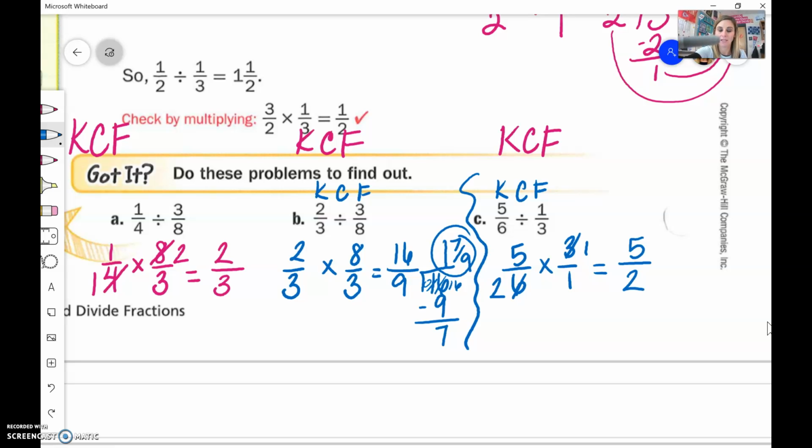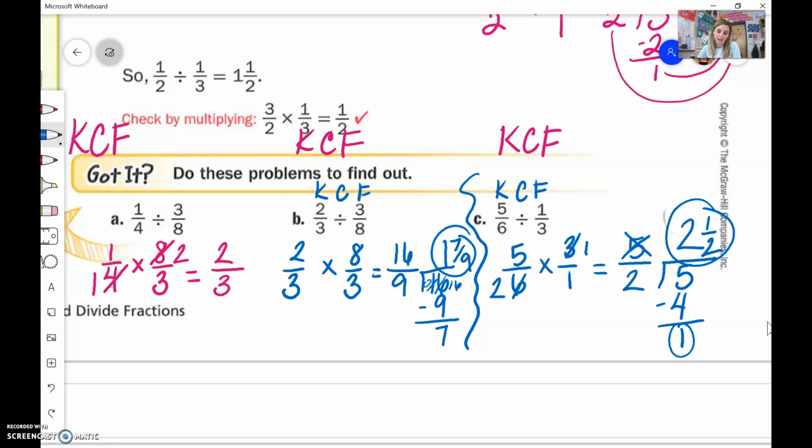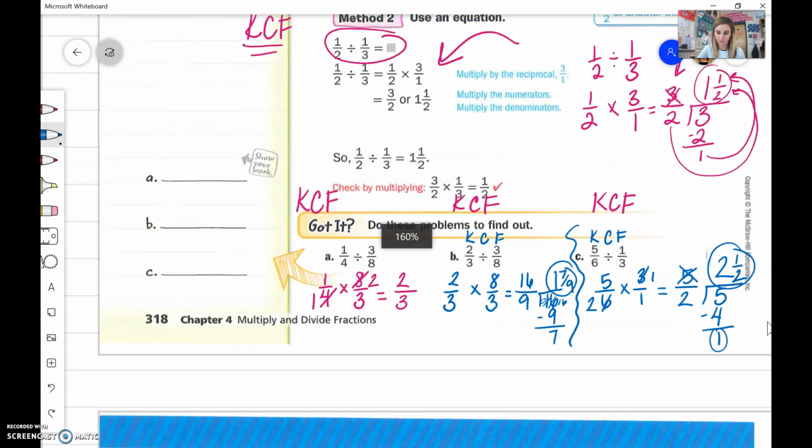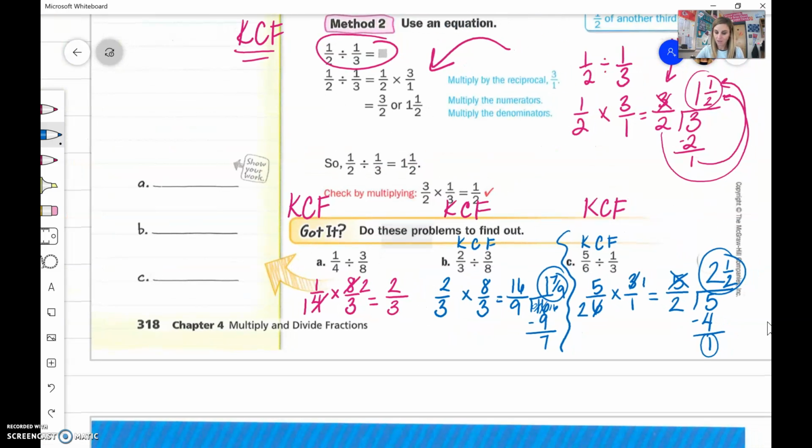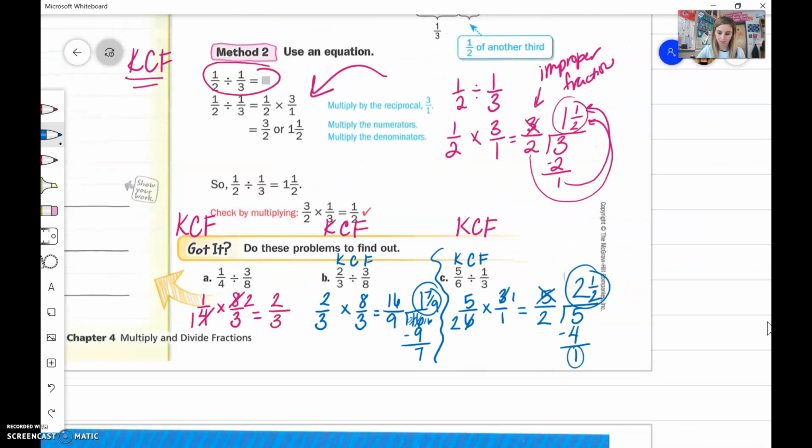In order to fix an improper fraction, we have to take the numerator and divide it by the denominator. I know that goes in twice. 4, subtract. That remainder now becomes my numerator, and my denominator stays the same, and I get 2 and 1/2. Okay. Keep, change, flip. That's all you got to remember. That's the most important piece.